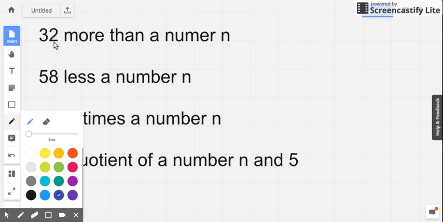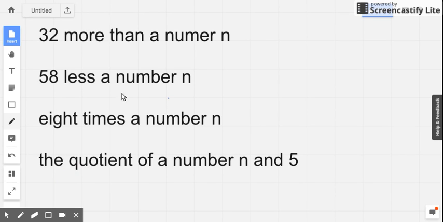So our first one is 32 more than a number. You'll remember in 5th, 6th, 7th grade, you've probably talked a lot about words like more, less, times, quotient, and what operation they relate to. More relates generally to addition. So if we have 32 more than a number n, we would write that algebraically as 32 plus n, n being our variable in this case, as you'll remember from Algebra Foundations video 1.